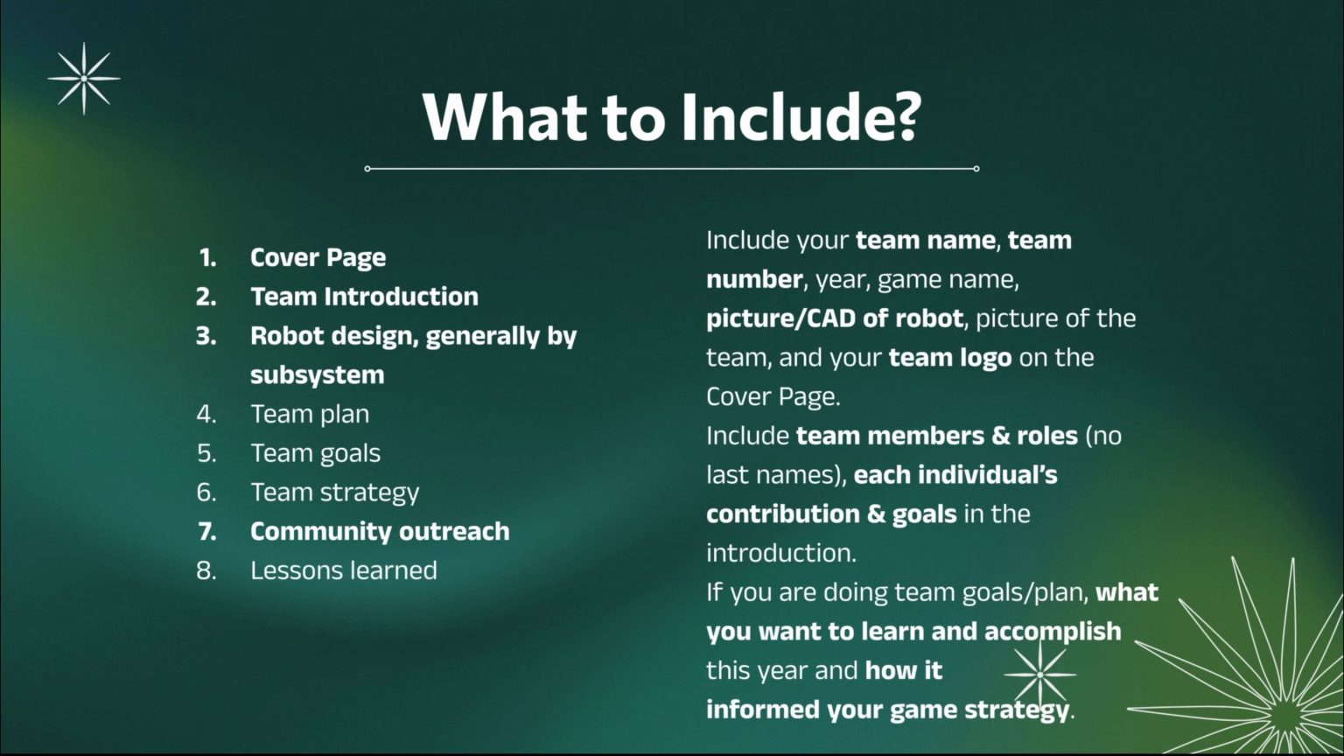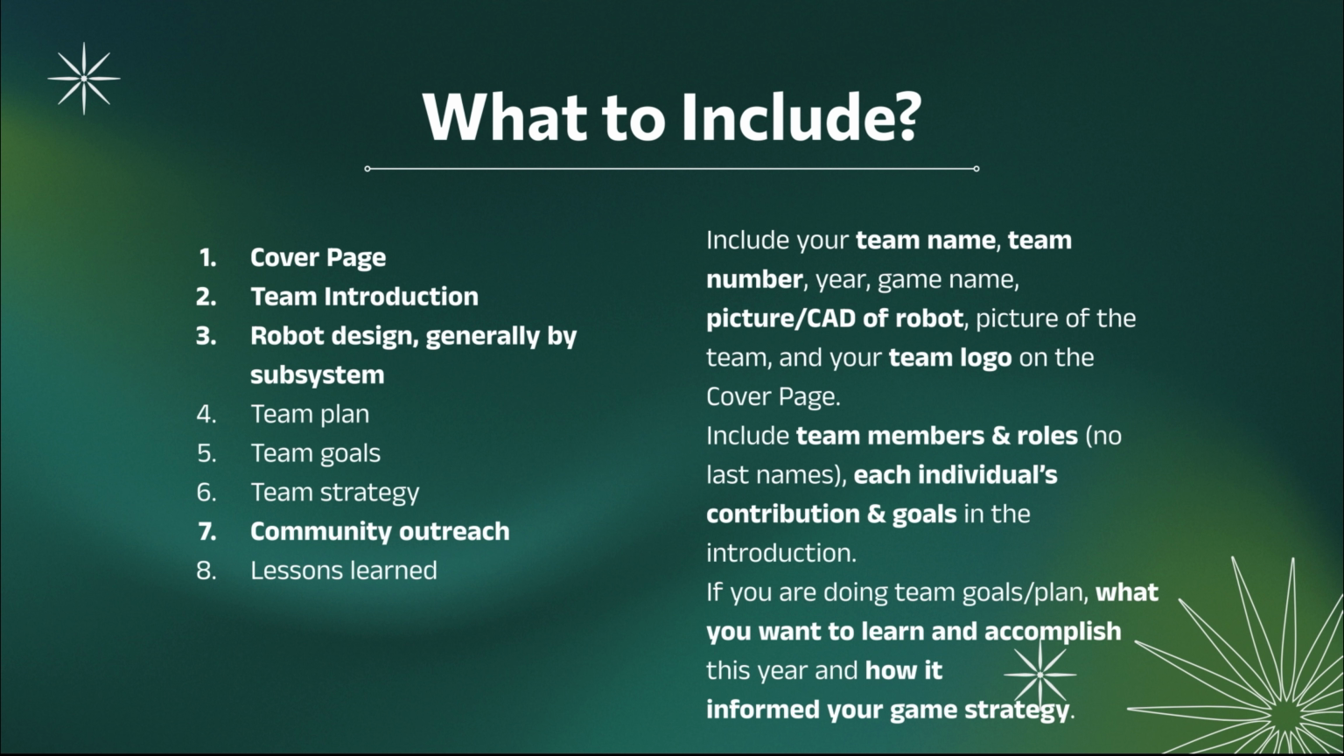On your cover page, the main thing you want to have is your team name and number. Along with that though, you should have the year of the game name, a picture or CAD of your robot, but a picture of your team could also work, and your team logo.